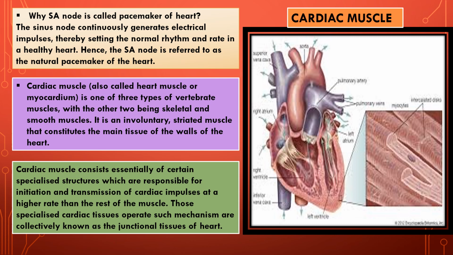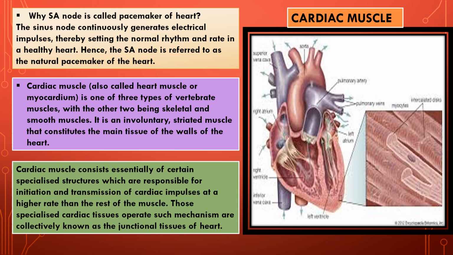Now, cardiac muscle. Cardiac muscle, also called heart muscle or myocardium, is one of 3 types of vertebrate muscles, with the other 2 being skeletal and smooth muscles. Already you have read this. It is an involuntary striated muscle that constitutes the main tissue of the walls of the heart.